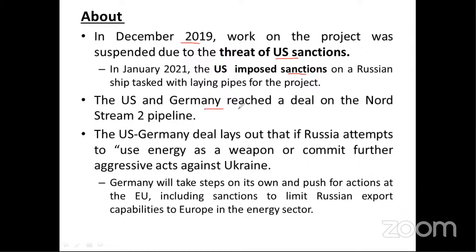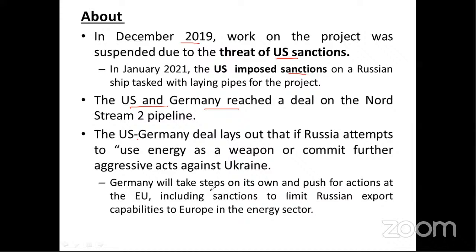Now the US and Germany reached a deal on the Nord Stream 2 pipeline. Now the US and Germany both have reached the deal, and again this project will start, and the Russian ship will now set up this pipeline that runs from Russia to Germany for the supply of natural gas. The US-Germany deal lays out that if Russia attempts to use energy as a weapon or commits further aggressive acts against Ukraine, Germany will take steps on its own and push for action at the European Union, including sanctions to limit Russian export capabilities to Europe in the energy sector.